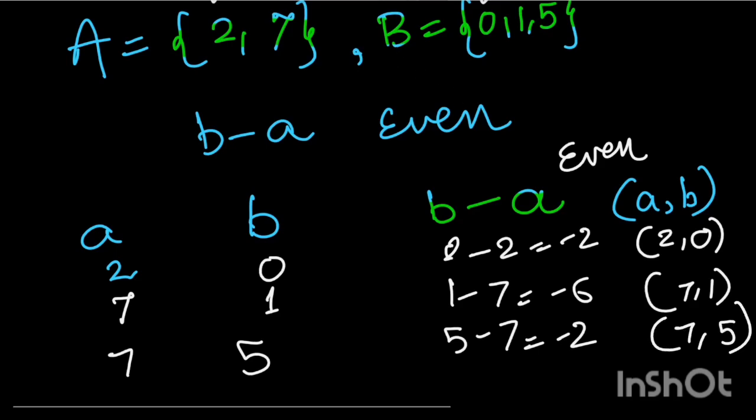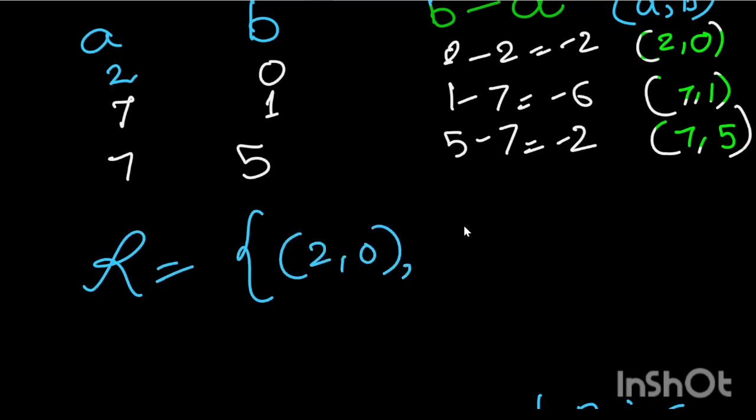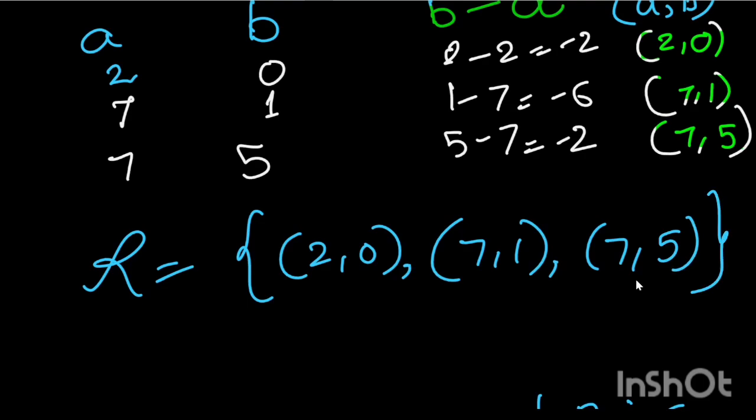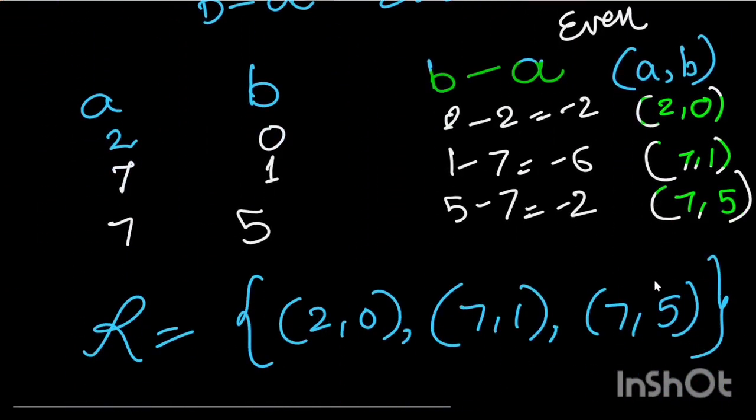So how many ordered pairs did we get, guys? We got 3 ordered pairs, which can be written as (2, 0), (7, 1), (7, 5). This is the answer, in ordered pair representation of R2.